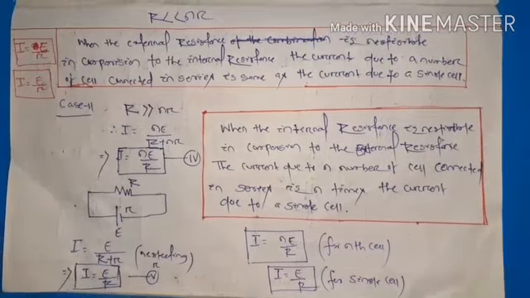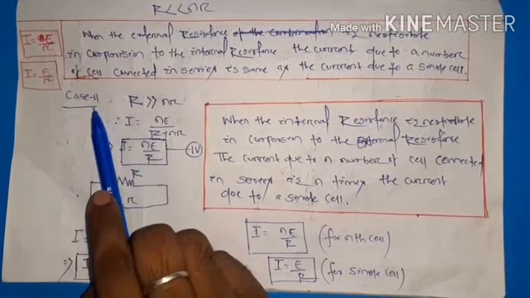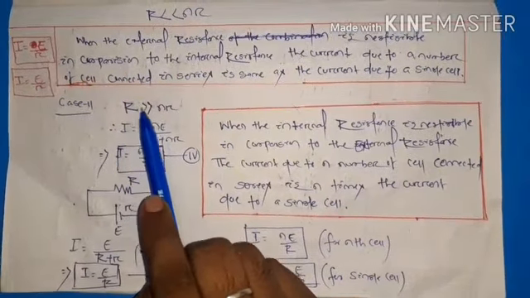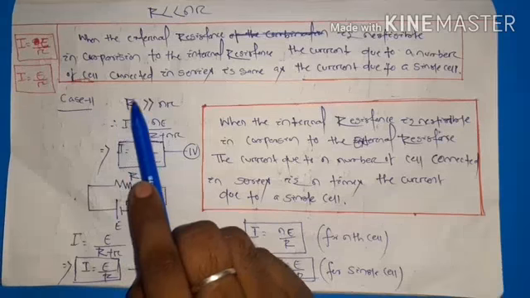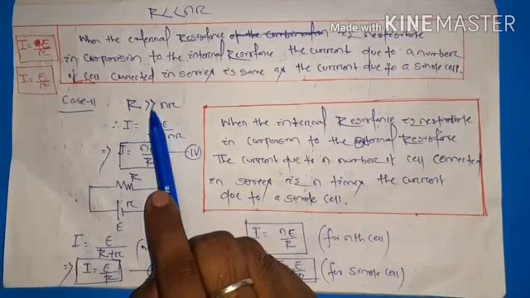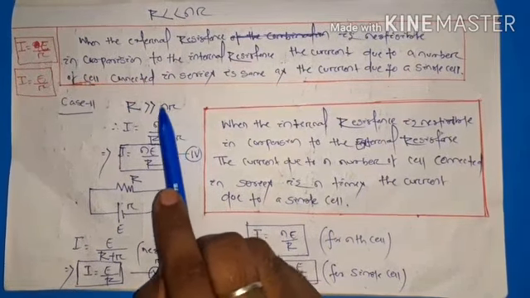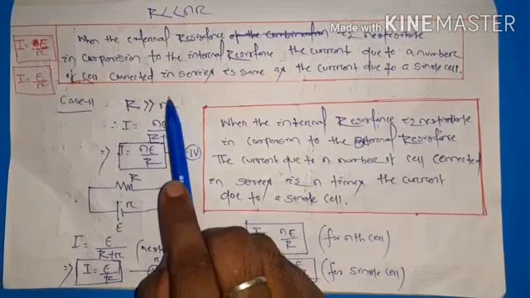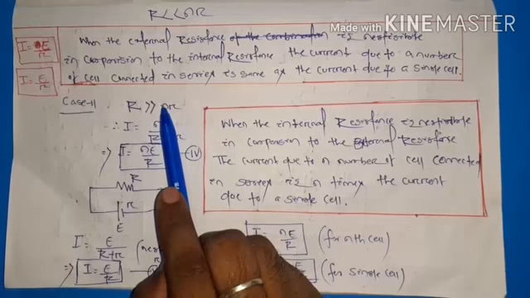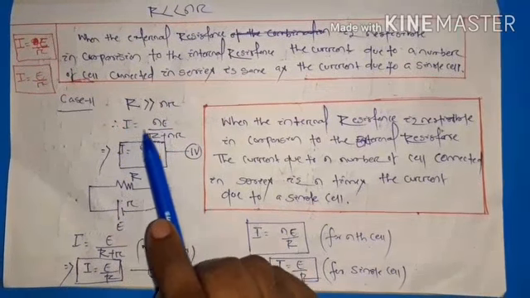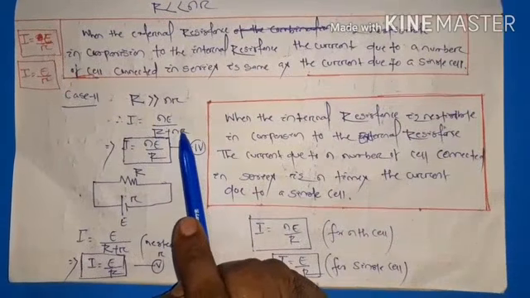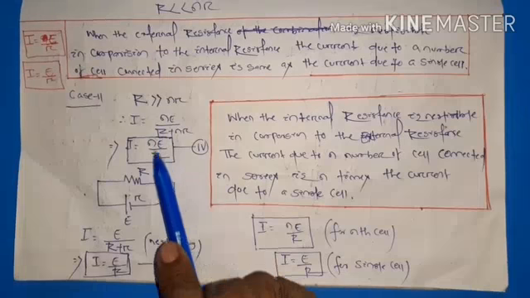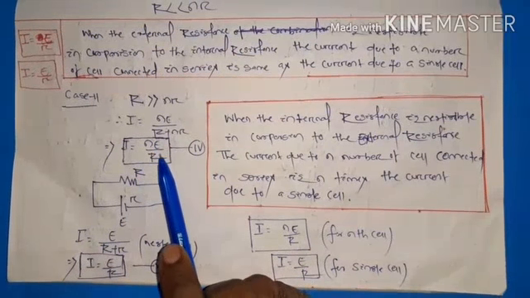So case number 2: if capital R is very much greater than nr, that means external resistance is very much greater than internal resistance of the combination. So nr is neglected. Then the current equation I is equal to nE divided by R plus nr. nr is neglected. So I is equal to nE divided by capital R.